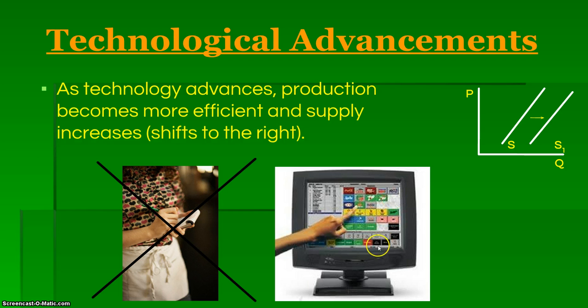For example, if a restaurant gets a new computer system, rather than having their waitresses do paper and pen ordering and hooking their tickets in the back of the kitchen for the cooks, and hand calculating your bill and the tax, which is very slow, very tedious, the computer makes things a lot faster, so supply can increase.